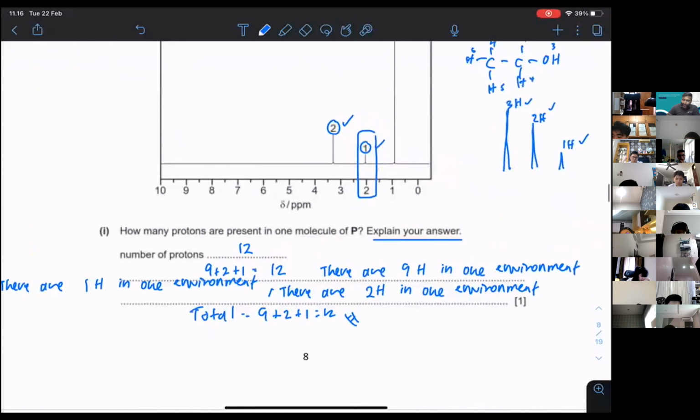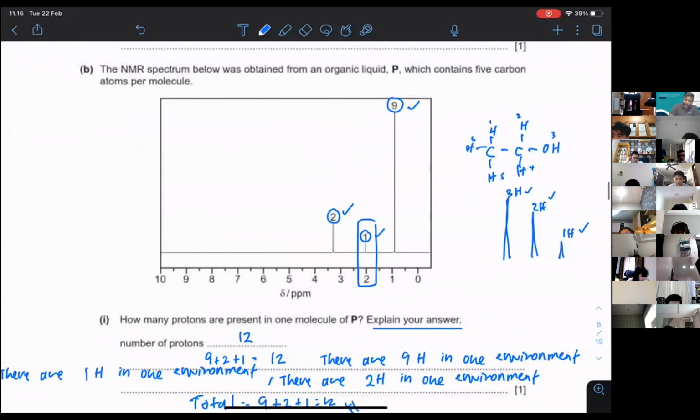Now they're talking about adjacent. Yeah, so if they're talking about adjacent, it means this is going to be high resolution NMR. And if you look at this 0.9, there is only a single peak. If there is only a single peak, there is no splitting.